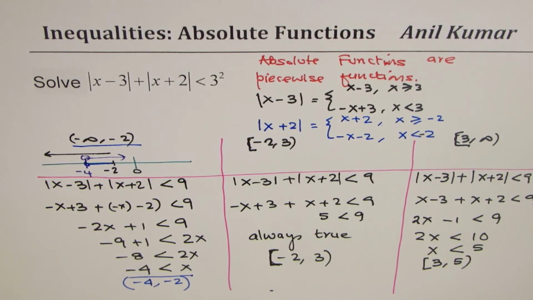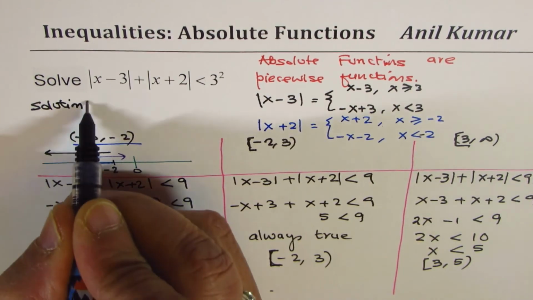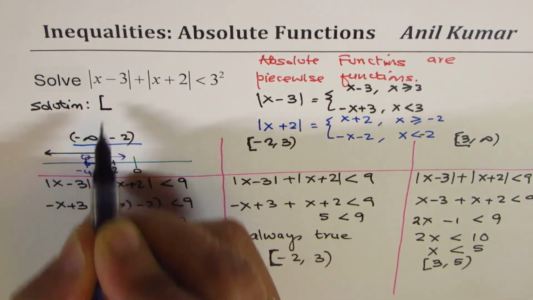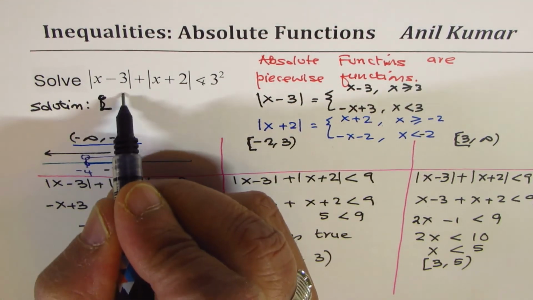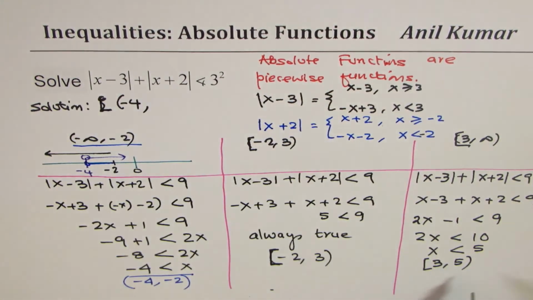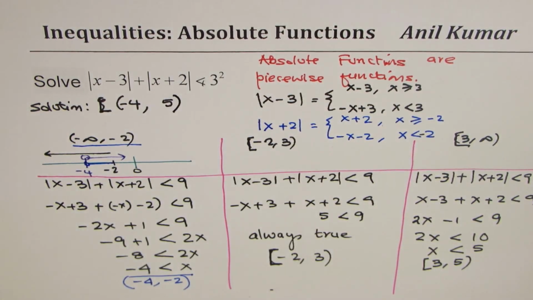Does it make sense to you? Correct? So combining these 3, we actually get our solution. And the solution clearly is from minus 4 to 5. Correct? So we get our solution, which is from, not including minus 4, since this is less than, okay, so minus 4 to 5. So that becomes the solution.